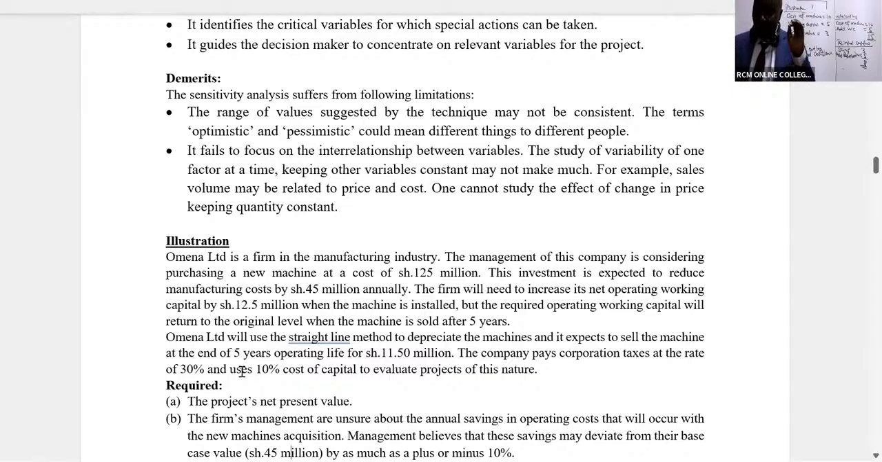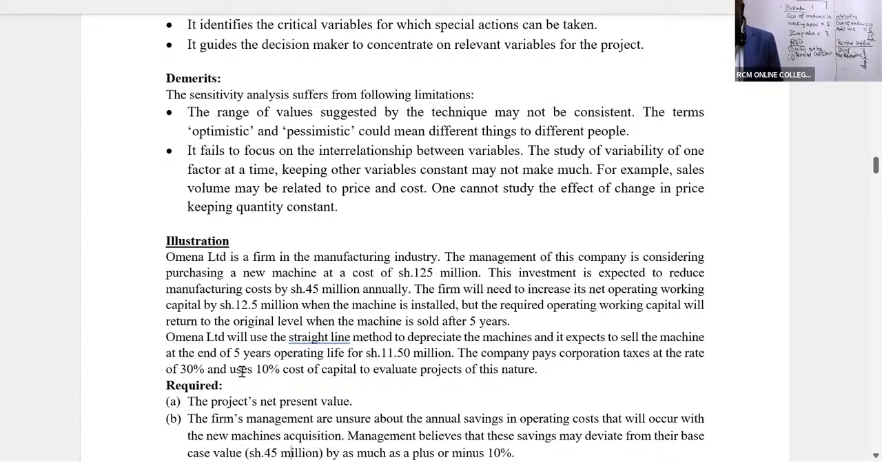30%. Whenever you see tax in AFM, you must always calculate depreciation. If tax is not given, don't calculate. But whenever you see tax, like in this case, you must calculate depreciation. So they want us to give them part A, the project's net present value.